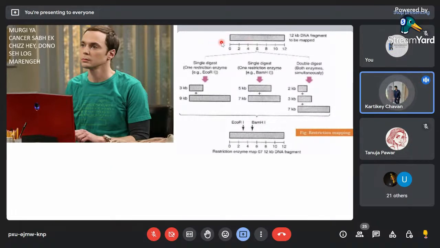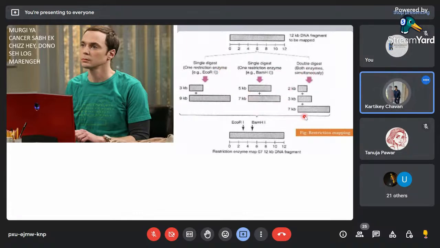So, looking into a diagram, there is a 12 kilobase DNA segment to be mapped. Consider this an example. There are three techniques, as you might have noticed during the explanation, I gave three examples: two single digests and the double digest. In the single digest only one restriction enzyme is used, and in the double digest two enzymes are used.